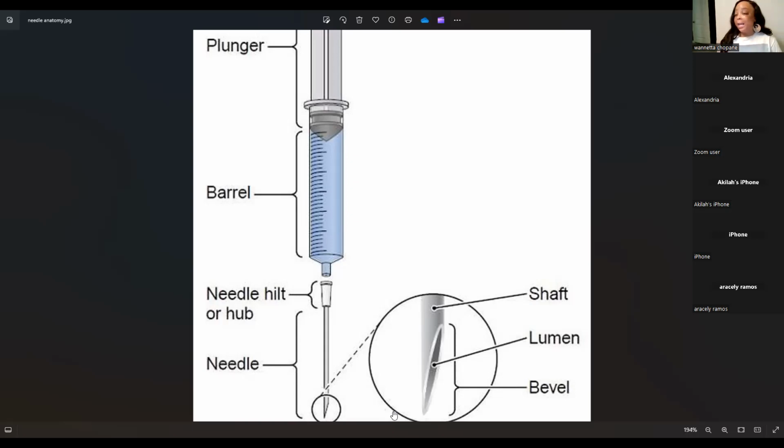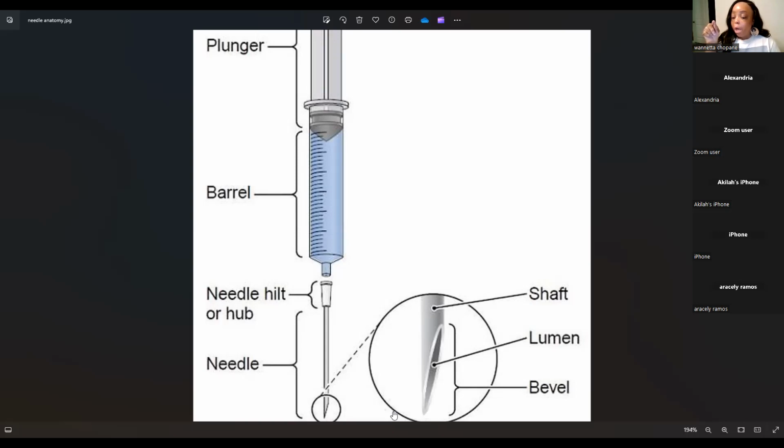No matter the size of the needle, every needle has a bevel. And because of the size of the needle, each lumen is a different size. So the shaft is the part of the needle where we go. The lumen is the size of the opening, and the bevel is the opening.